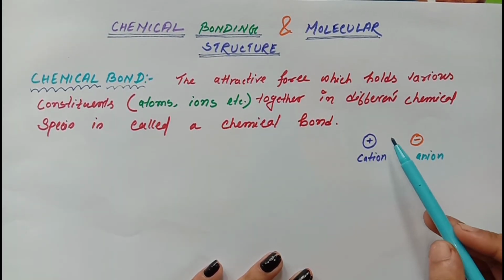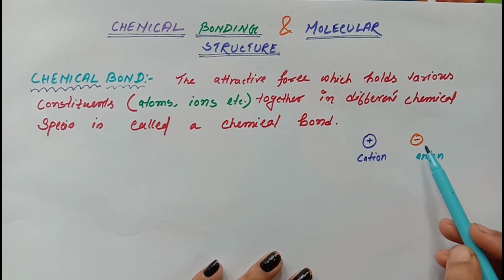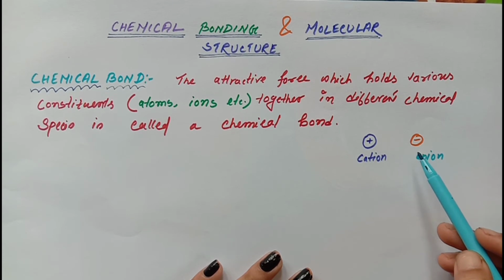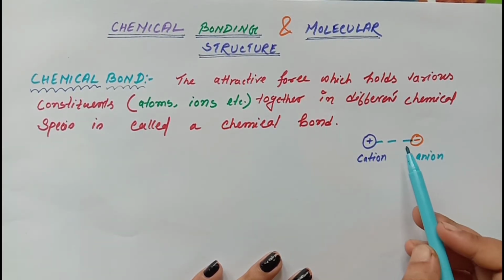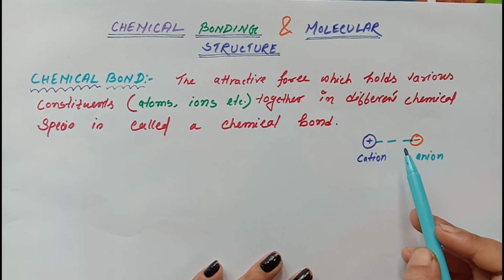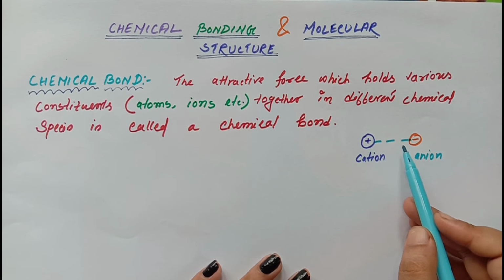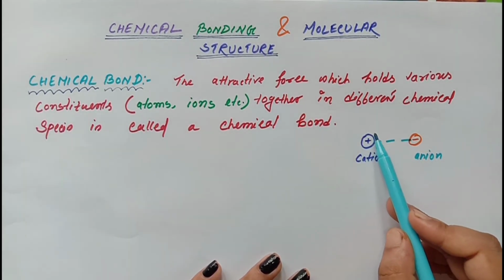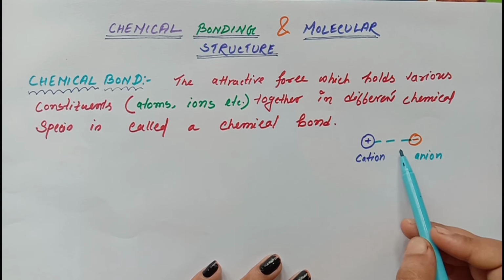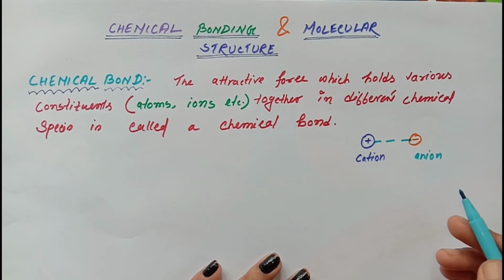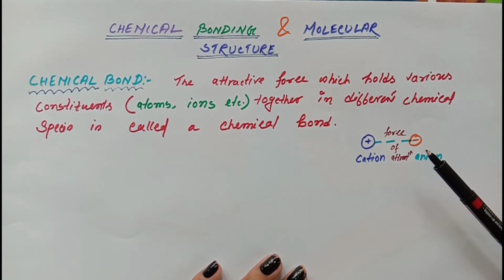So we all know that positively charged and negatively charged ions, which are oppositely charged, always attract each other. So there is a force between this cation and anion, and this is known as the electrostatic force of attraction. Because only ions, that is charged particles, are involved in this attractive force, it is known as electrostatic force of attraction. And this electrostatic force of attraction between the ions forms the chemical bond.